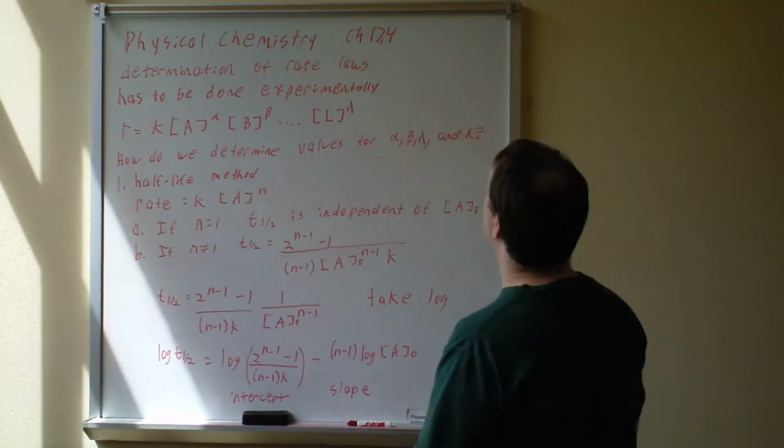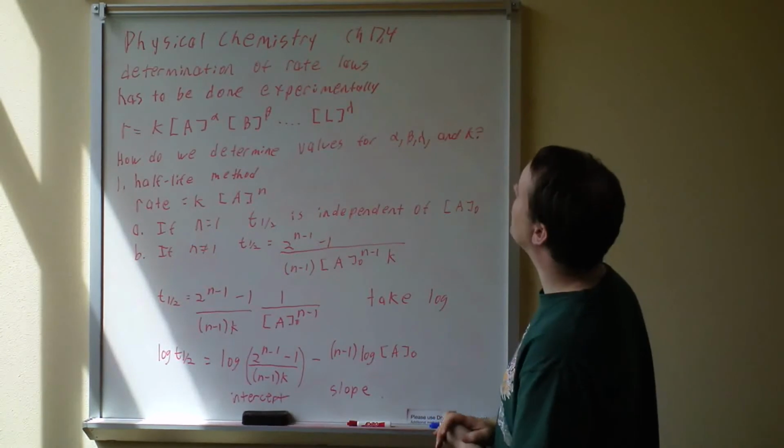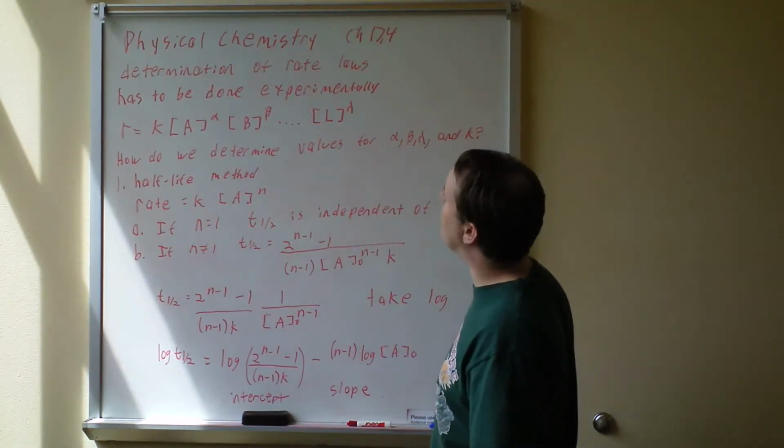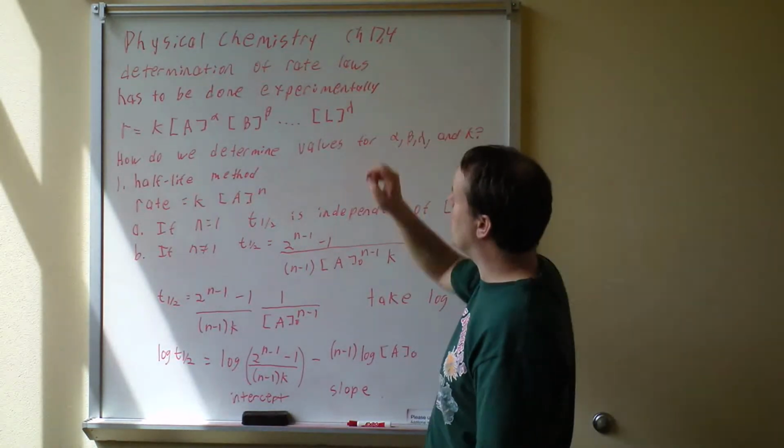All right, continuing on physical chemistry, chapter 17. Finally, we're in section 4. In section 4, we're going to learn different ways to actually determine the rate law. Now, this has to be done experimentally.